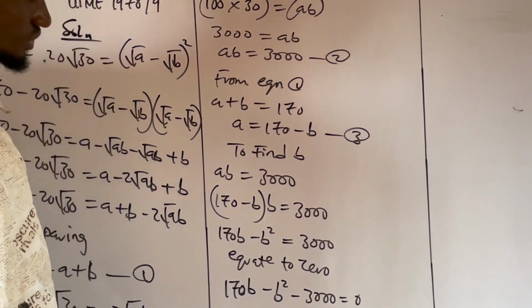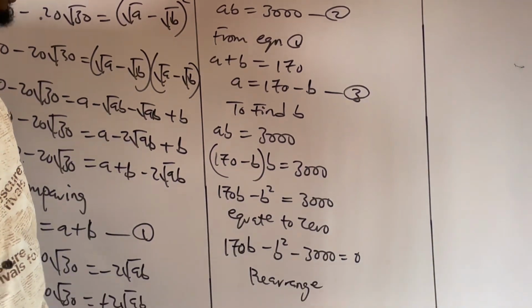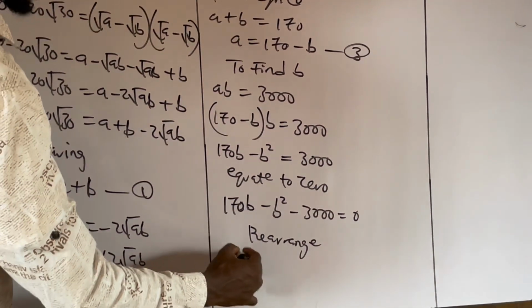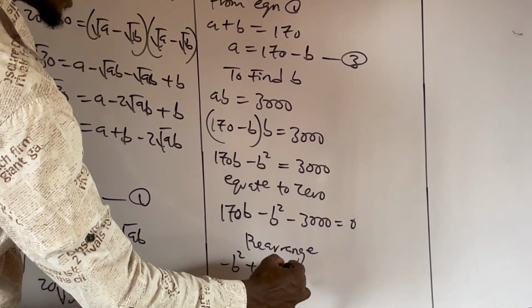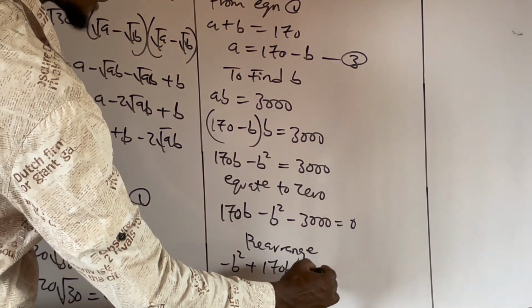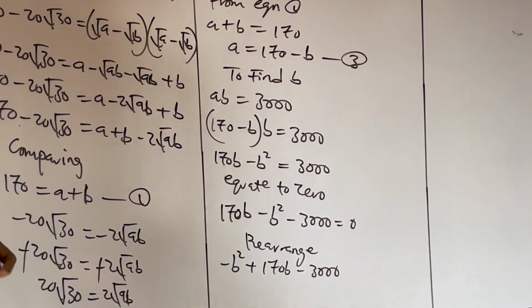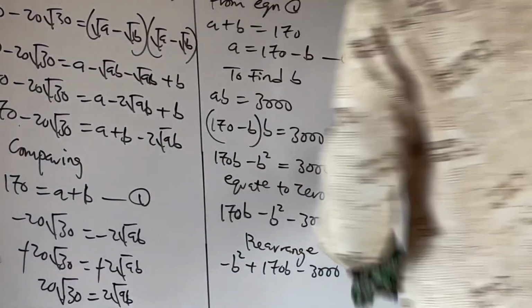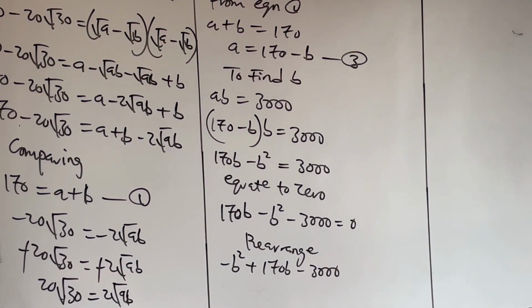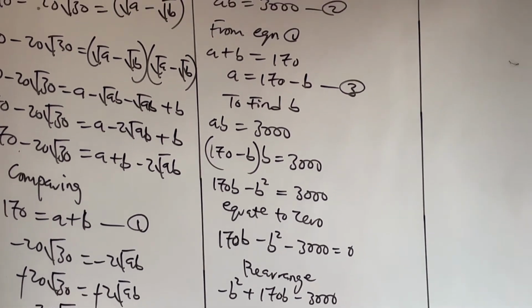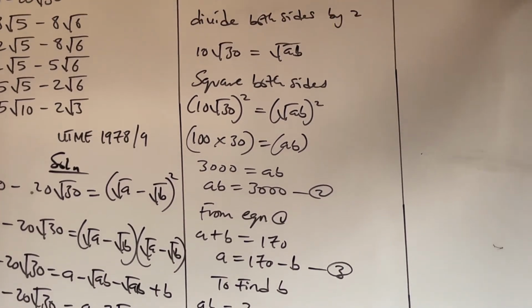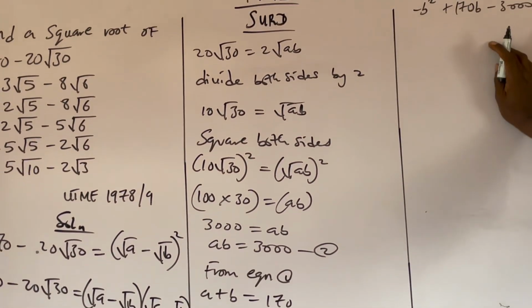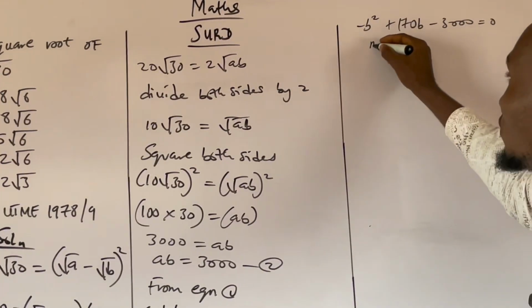When you rearrange, you are going to have minus b square plus 170b minus 3,000. Do you get? Remember that we have minus b square, I'm repeating what I have here over there, plus 170b minus 3,000 equal to 0. What else do you need to do?